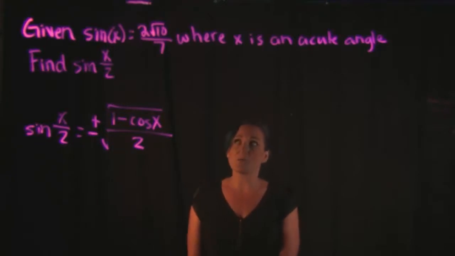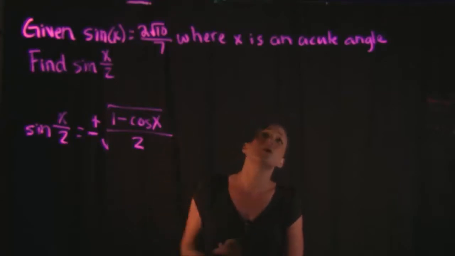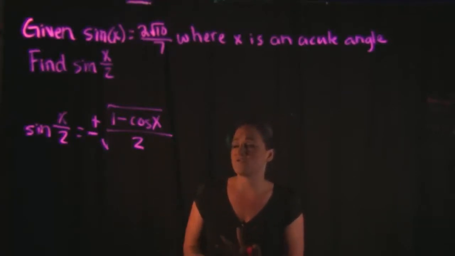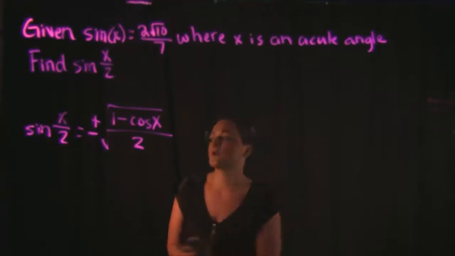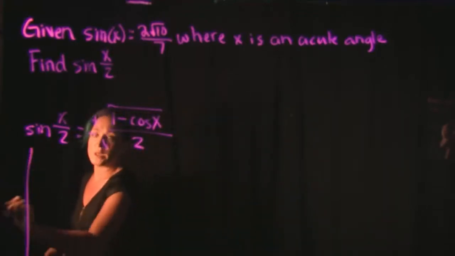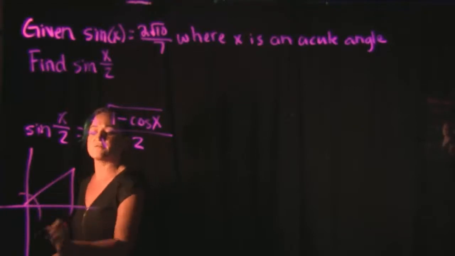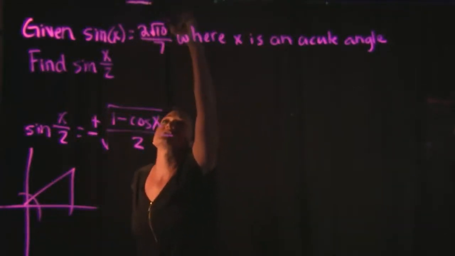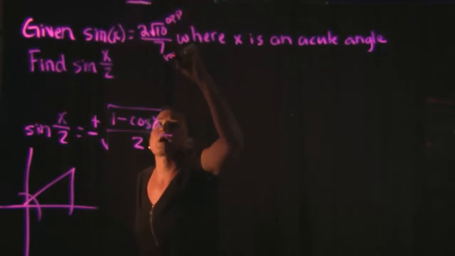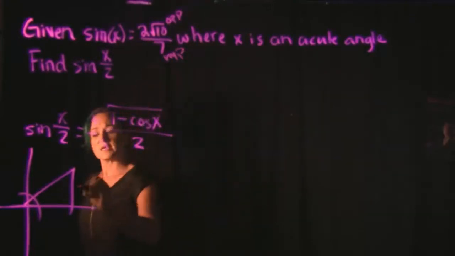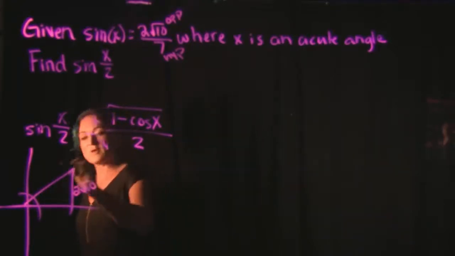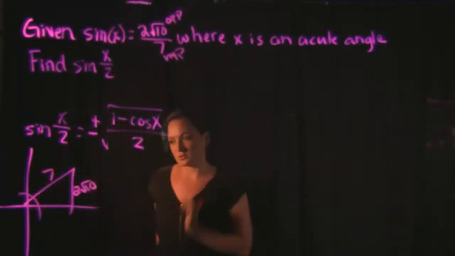So taking a look at this problem, we are given sine of x is equal to 2 square roots of 10 over 7. We need cosine of x. So we are going to have to do a little finagling here in order to figure out what cosine of x is equal to. Remember that sine is opposite over hypotenuse, so that means that 2 square roots of 10 goes here since it is opposite our angle, and that means the 7 is the hypotenuse, so it goes there.